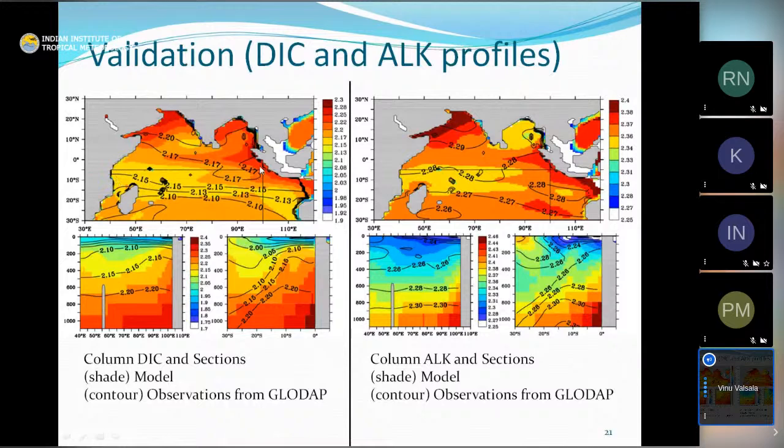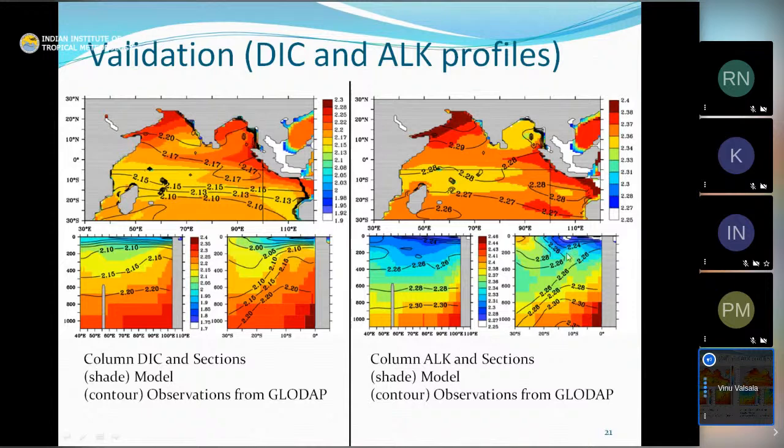Then this is again a validation, for the vertical section. Say for example the east-west and north-south sections of the DIC, we need to have a proper thermocline structure of the carbon and alkalinity in the model to discuss IOD, etc. So they are compared here and they are also reasonably comparing. For example, the north-south section of the dissolved inorganic carbon, the contour is the observation and color is the model. They are also reasonably represented in the model.